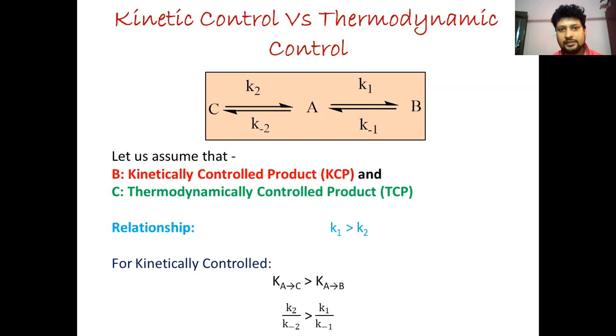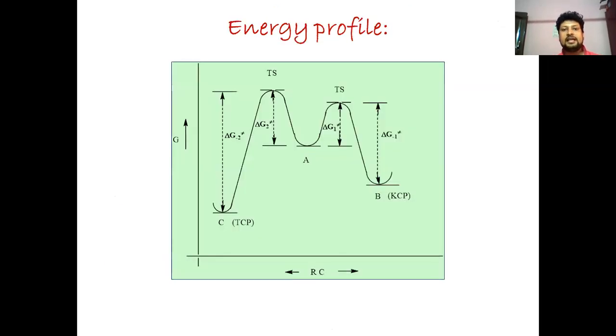Next, this is the energy profile where we are seeing, have a look, A is being converted to B and C via two different pathways. Since B we have considered to be the KCP, it involves a transition state which is stabilized. That means it is having lower energy. And on the other hand, the one which involves the most stable product, that is TCP, will be passing through a transition state having higher energy, right? And other symbols bear their usual meaning, right?